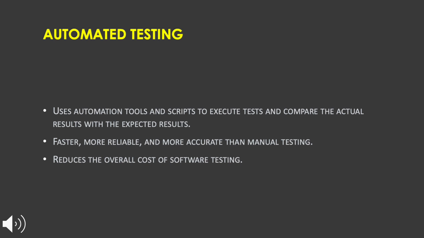Another benefit of automated testing is that it can reduce the overall cost of software testing. Although there is an initial investment in creating the automation scripts, automated testing can save time and resources in the long run by reducing the need for manual testing and allowing testers to focus on more complex and critical testing tasks. Overall, automated testing is a critical component of modern software development, as it helps to ensure that software is high quality, reliable, and efficient.